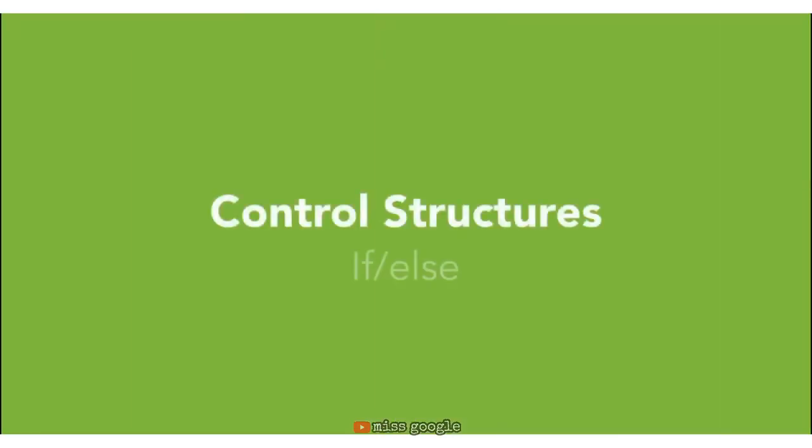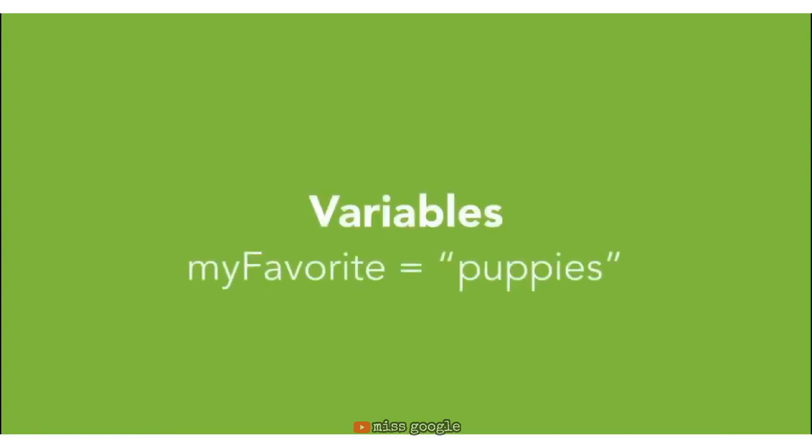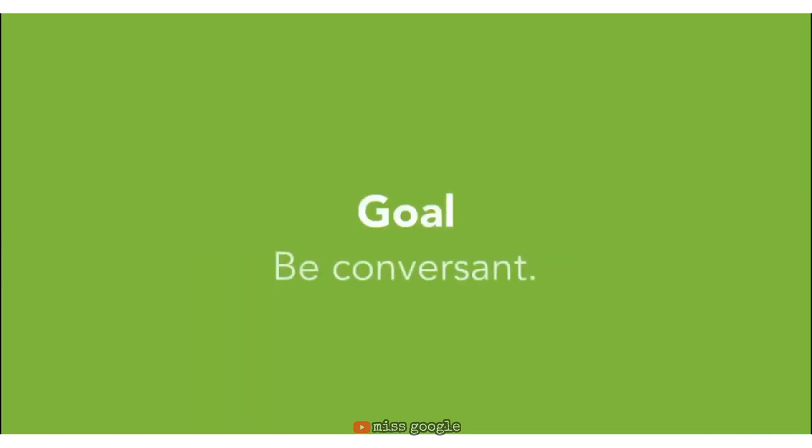You'll understand control structures. You'll understand the different kinds of data types that are available, and you'll know how to use variables. You'll understand comments and whitespace and generally have a pretty solid understanding of how the language is put together, enough that you can start working with it on your own. That's the goal. Not perfect fluency, but to become conversant.